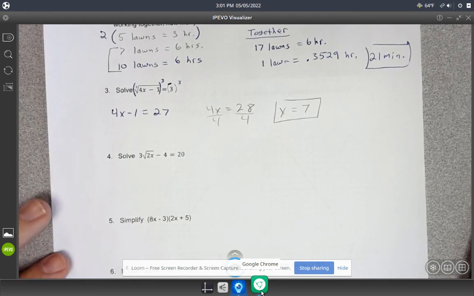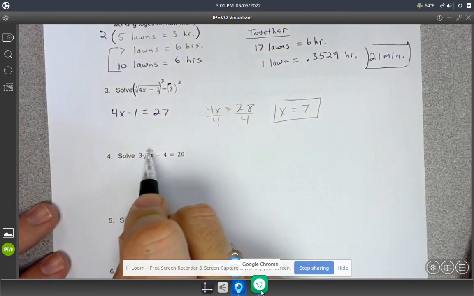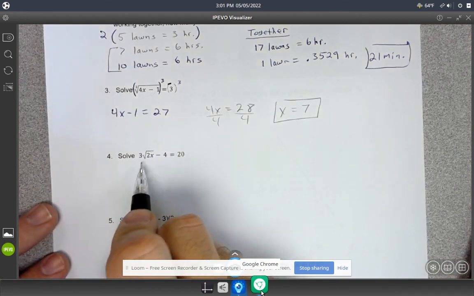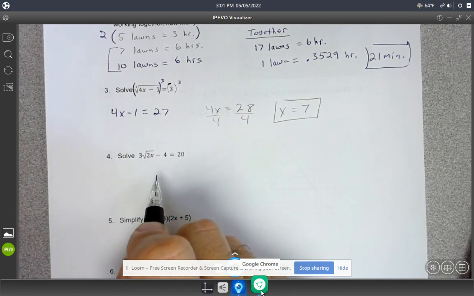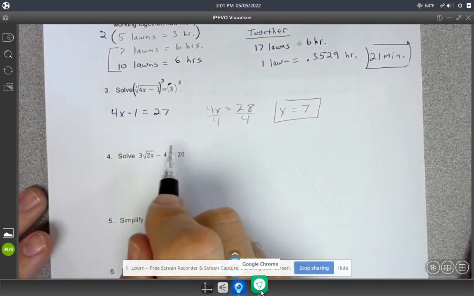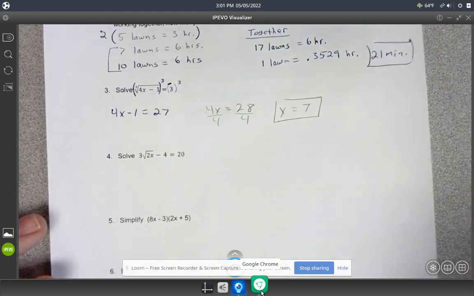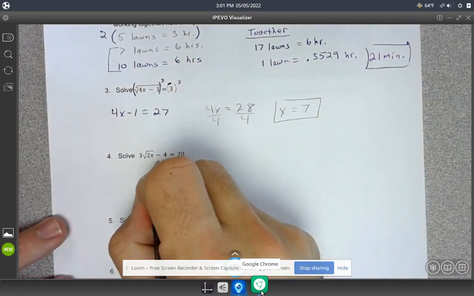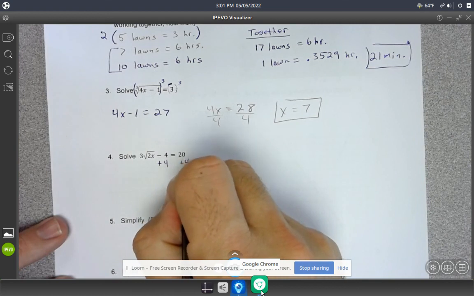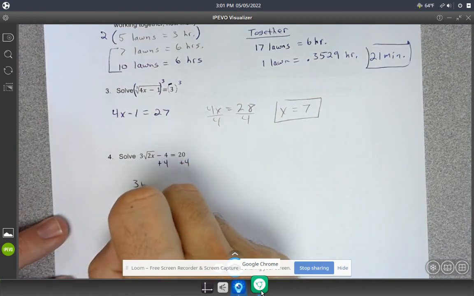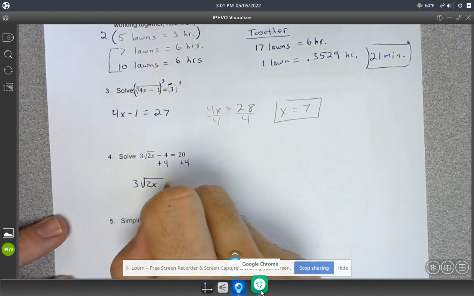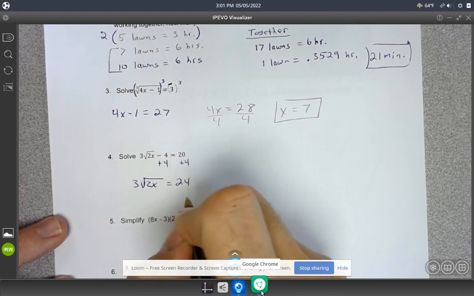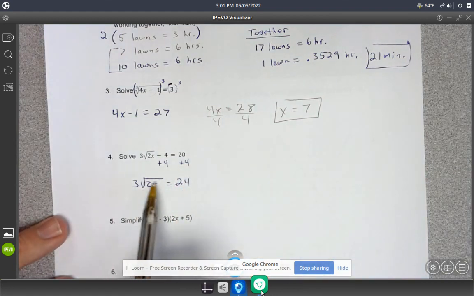Now on number 4, the square root is not by itself, so I don't want to square. Like I don't want to raise both sides to the second power quite yet. I want to try to get that thing by itself first. So I'm going to add 4. It's going to be 3 root 2x is equal to 24. It's still not by itself.